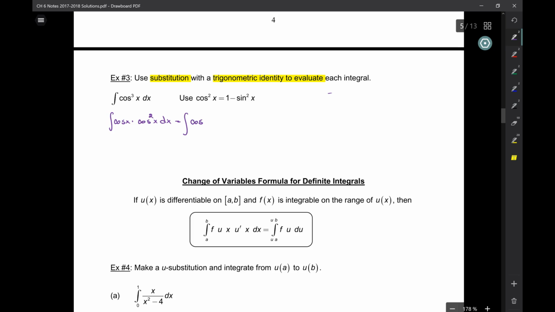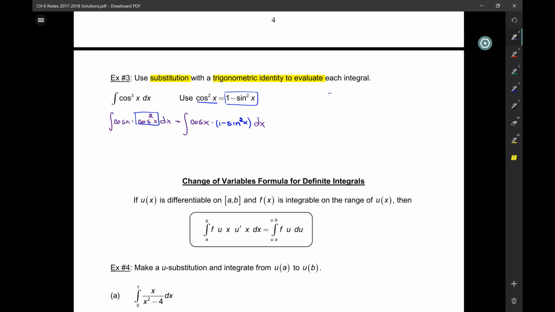integral cosine of x times, now, in trig there is an identity. It says cosine squared x is equal to 1 minus sine squared x. You guys remember that from trig? That comes from the fact that sine squared x plus cosine squared x equals 1. So for this cosine squared x, I'm going to put in 1 minus sine squared x dx.